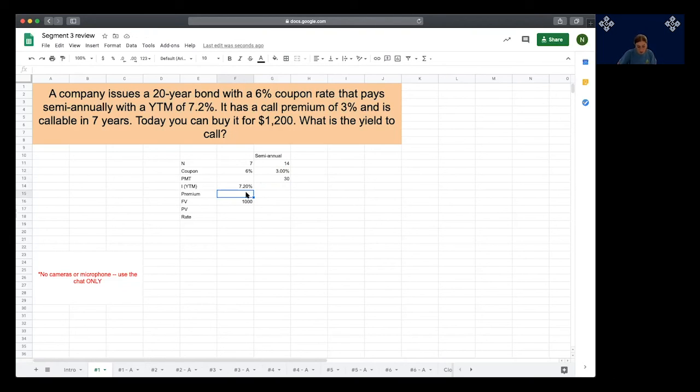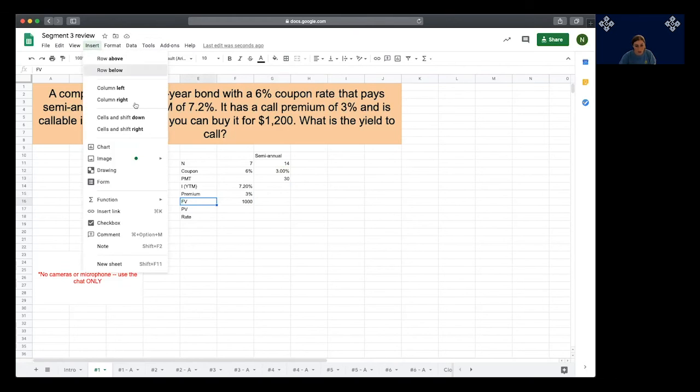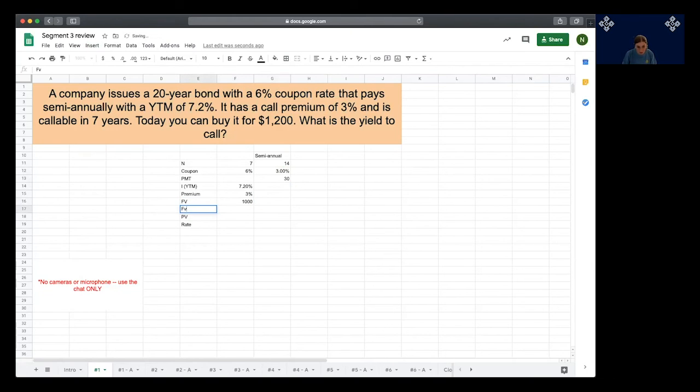Then we see that our premium is 3%. And then we have to adjust our future value, so we'll add in another row. This is our new future value. It's going to be taking your 1,000, multiplying it by your premium, and adding back 1,000. So you get $1,030, and then we have a present value of negative 1,200.